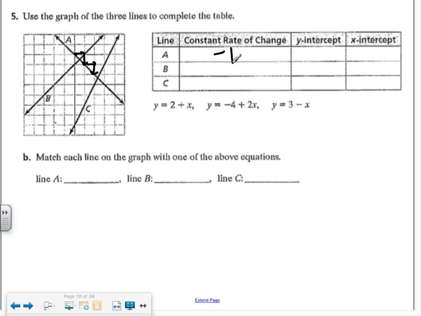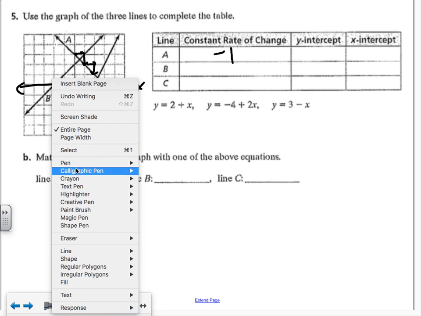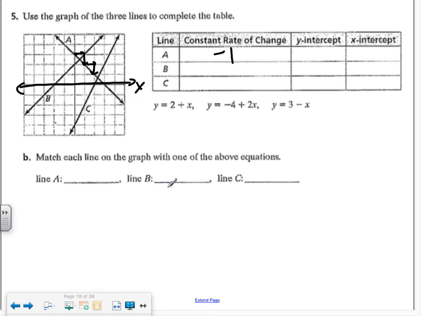The y-intercept for A, all right, so this is the x. It's a little hard to see here. So the y-intercept, put that in another color, 1, 2, 3, right here. So that's going to be, as an ordered pair, 0, 3. The x-intercept, right here, 3, 0.